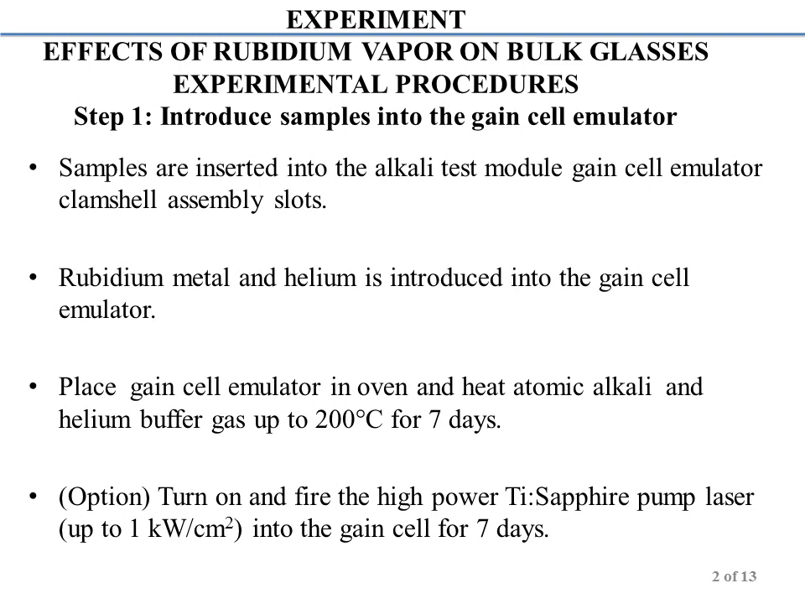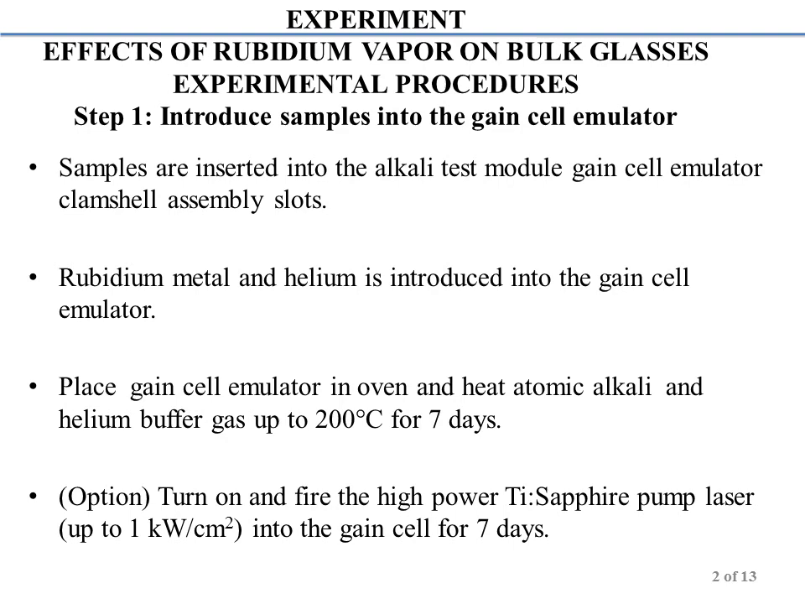There is also the option of firing the laser at high power, at 1 kilowatt per centimeter squared, in the gain cell for 7 days. However, if none of the materials can survive the hot alkali, the reasoning is that it would not make any sense to fire the high power laser into the gain medium.